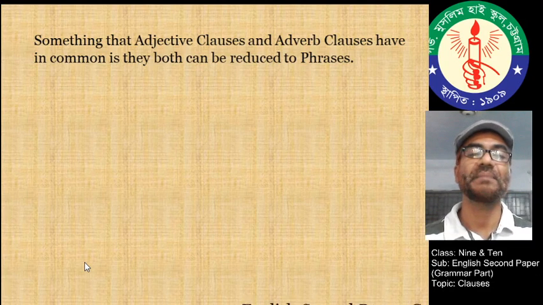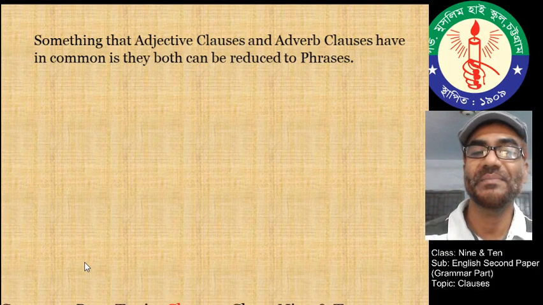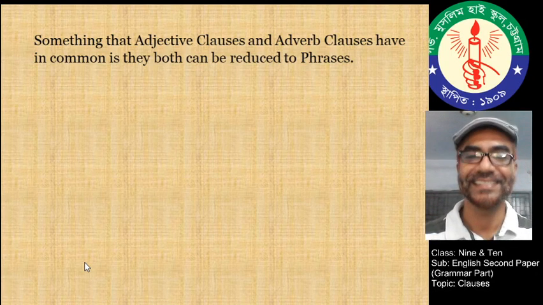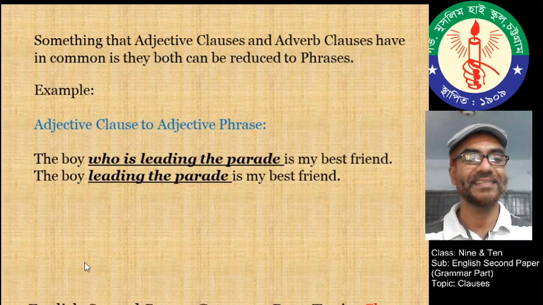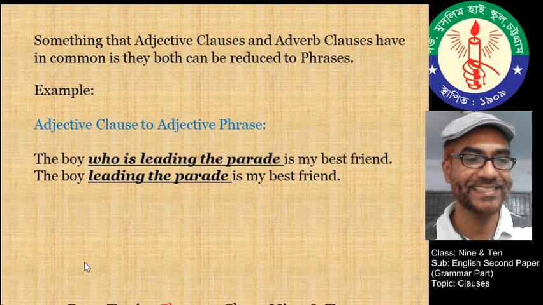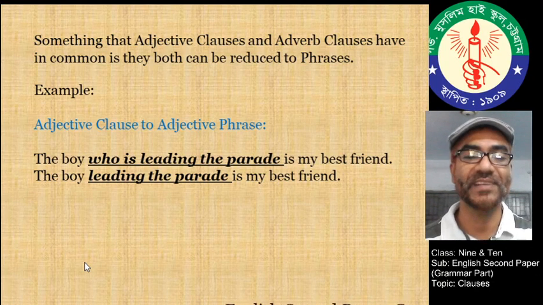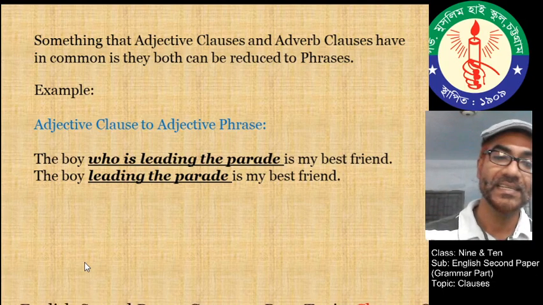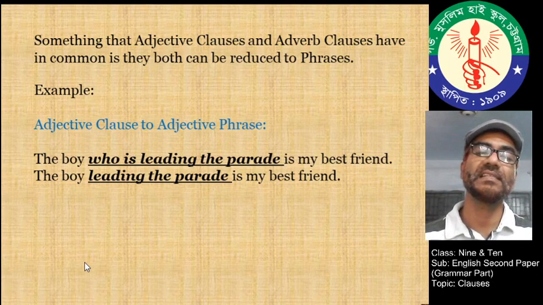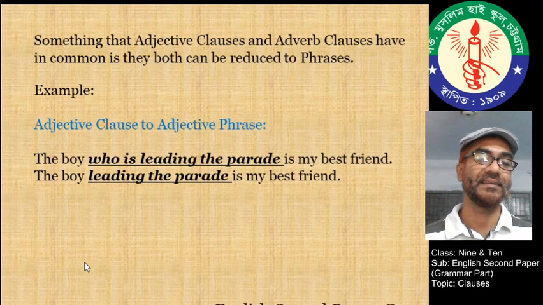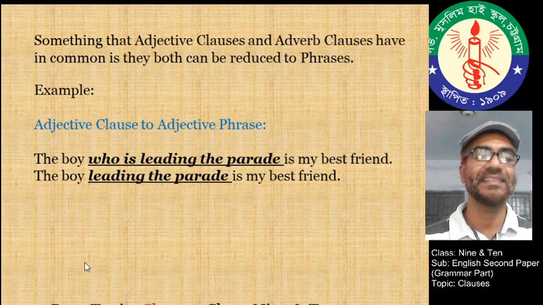Something that adjective clauses and adverb clauses have in common is they both can be reduced to phrases. Yes, adjective clauses and adverb clauses can be reduced to phrases. Example, adjective clause to adjective phrase. The boy who is leading the parade is my best friend. And when it's a phrase: the boy leading the parade is my best friend. Here, "who is leading the parade", this adjective clause has been changed to a phrase, "leading the parade".